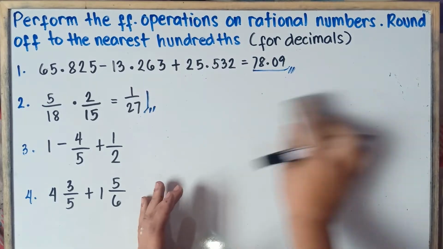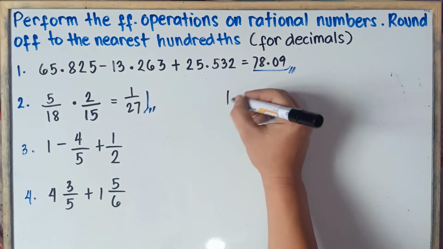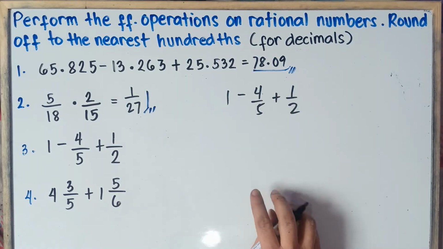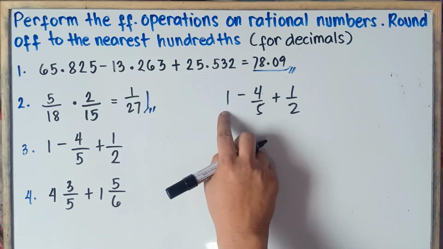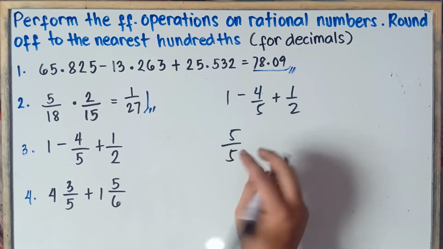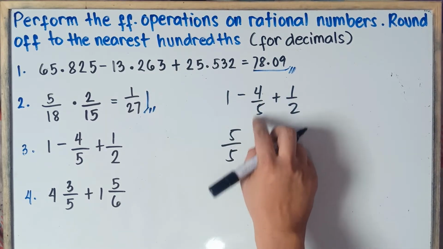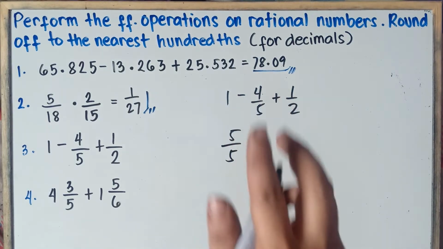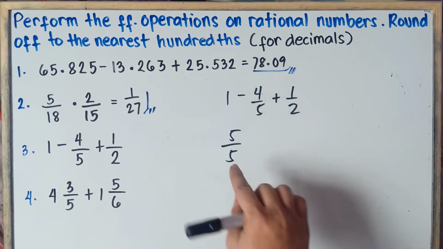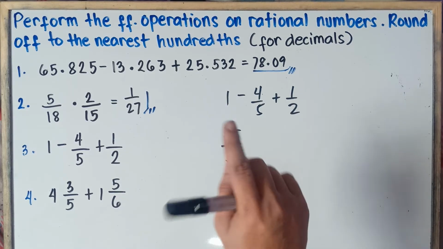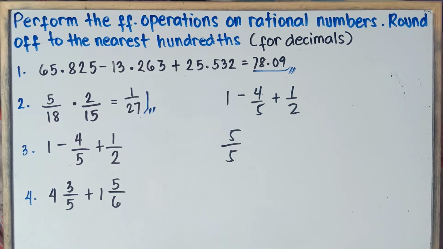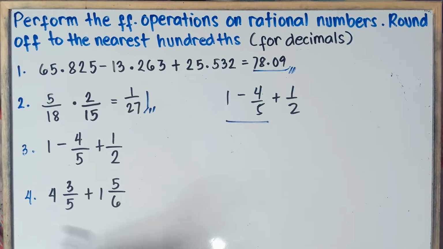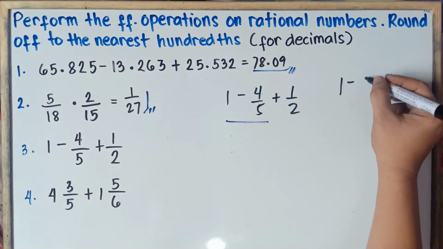Alright, so let's have example number 3. 1 minus 4 over 5 plus 1 half. Now, once again, class, if you have a whole number 1, you can think of this as 5 over 5. We copy the denominator for us to subtract this easily. Once again, rules in fractions: if they have the same denominator, simply copy the denominator and then add or subtract the numerators. So therefore, class, we simplify this first. Subtract this first, 1 minus 4 over 5.